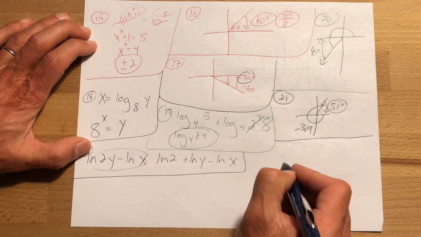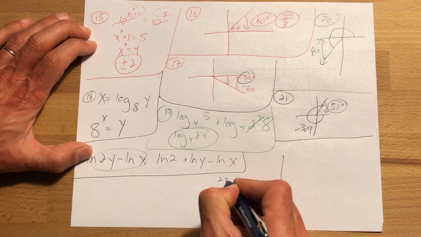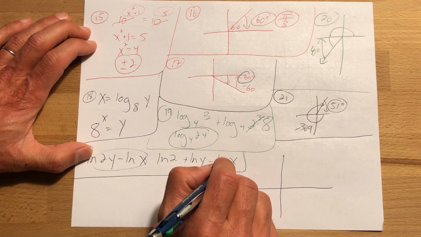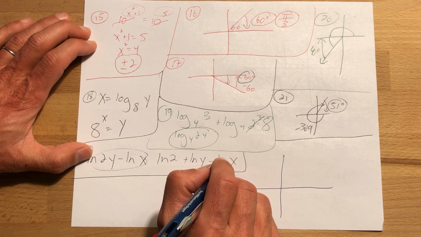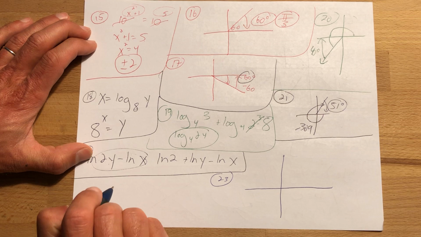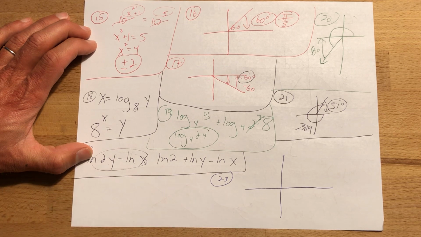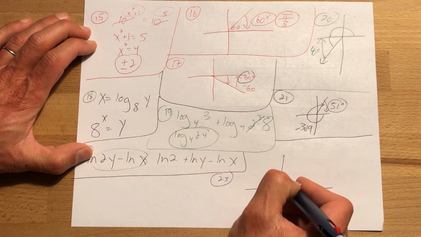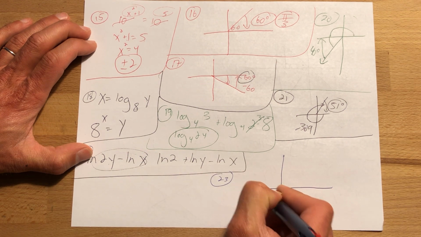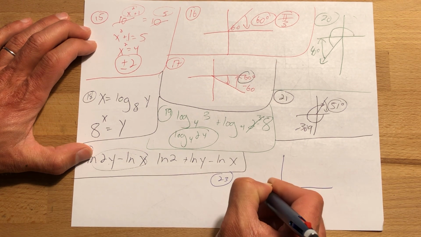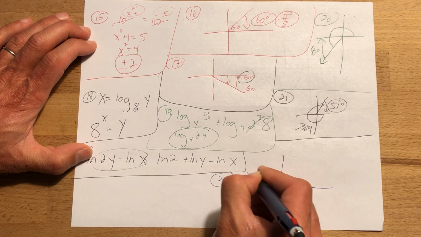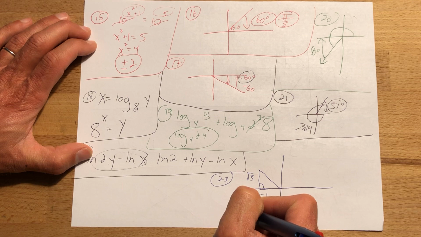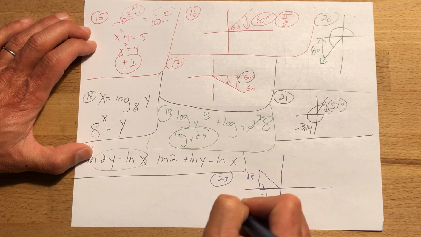23. Okay, for number 23, what you're going to do is on a unit circle with a point -1 and up root 3. There's your triangle. Find cosine of theta.